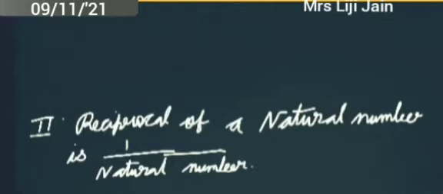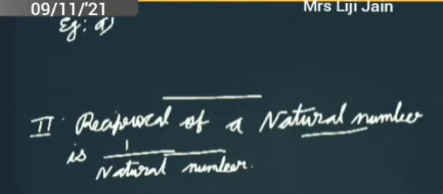Please write down the example. It is not the word whole number, it is actually natural number. Have you understood why? Natural number means 1, 2, 3, etc. Whole number means 0 is also included, but we cannot find the reciprocal of 0. So we should write natural number. The reciprocal of a natural number is 1 by the natural number.